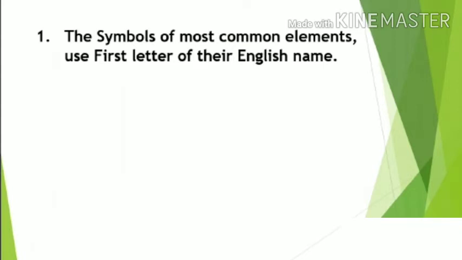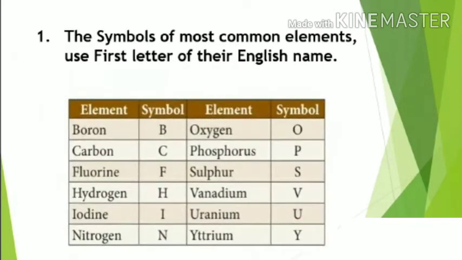The first one: the symbol of the most common elements uses the first letter of their English name. For example, from this table you can see the first one, boron. For that element the first letter is used as a symbol, that is B. And for carbon, C. For fluorine, F. For hydrogen it is H. So likewise it goes.